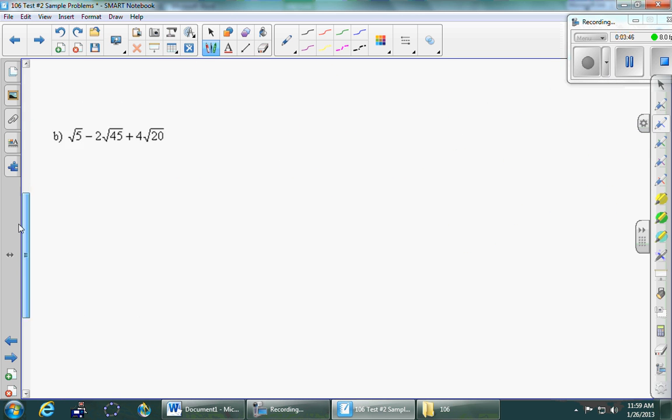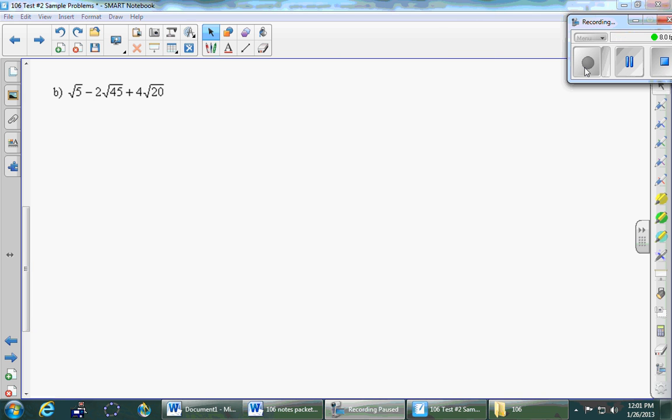And then we'll come down here. Okay, so part B, square root of 5 minus 2 square root of 45 plus 4 square root of 20. So when we're adding and subtracting radicals, the only time we can combine is if the radicals are so-called like radicals, which means exactly the same index and exactly the same radicand.